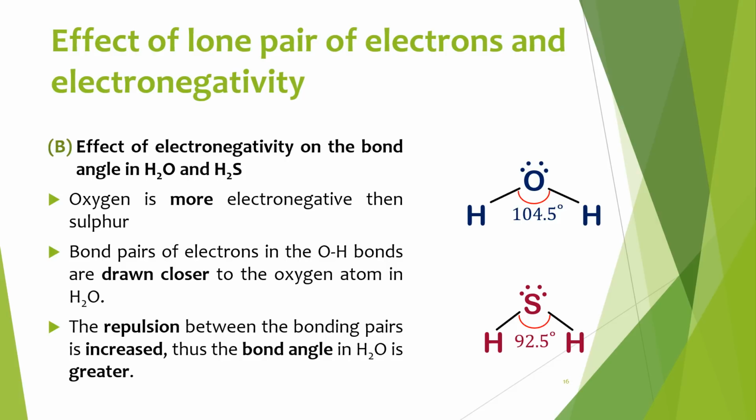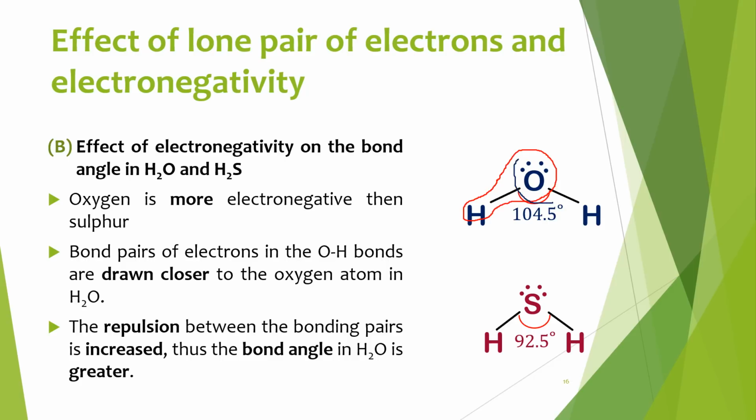The bond pair of electrons in the OH bond are drawn closer to the oxygen atom in H2O. As a result, the repulsion between the bonding pairs is increased, thus the bond angle in H2O is greater. So for H2O, the bond between O and H, for the bonding pair, the electrons will be attracted toward oxygen rather than the hydrogen. This is because oxygen is more electronegative than hydrogen. So this is the example.